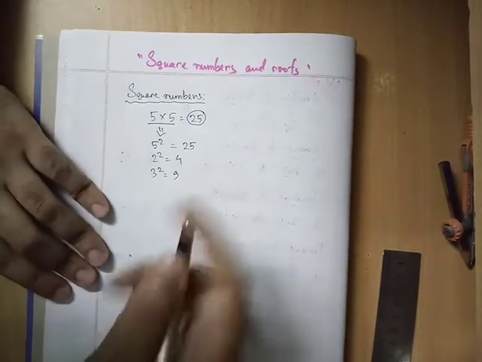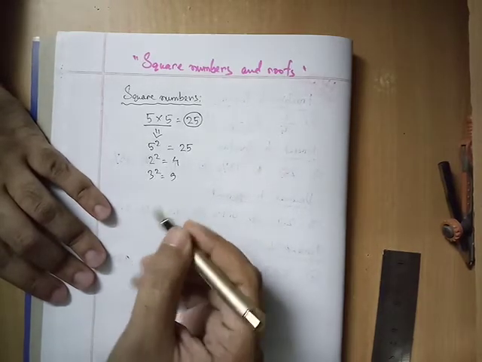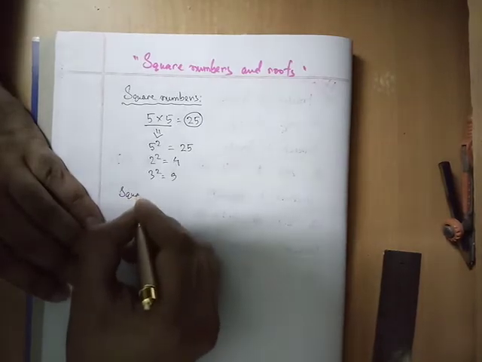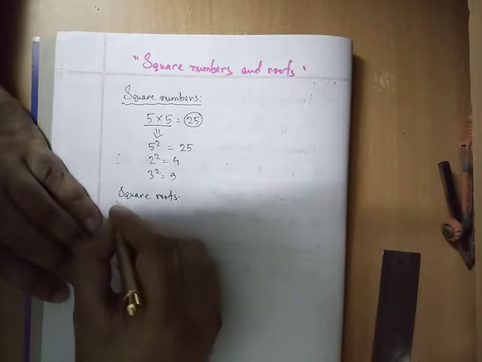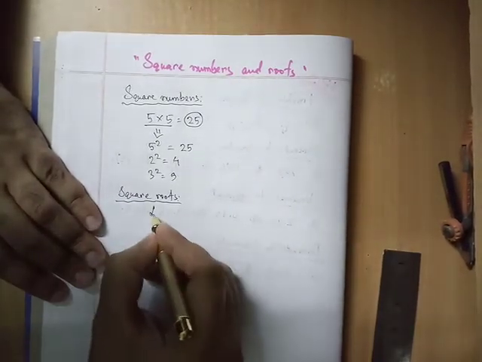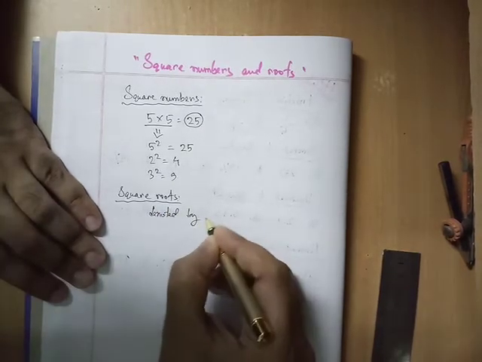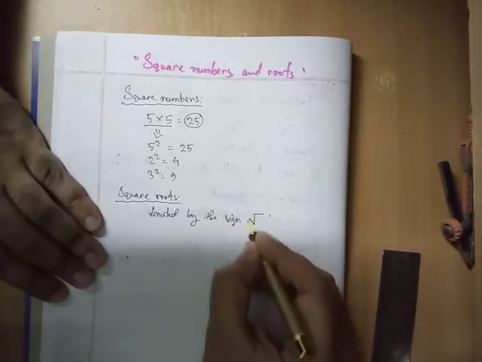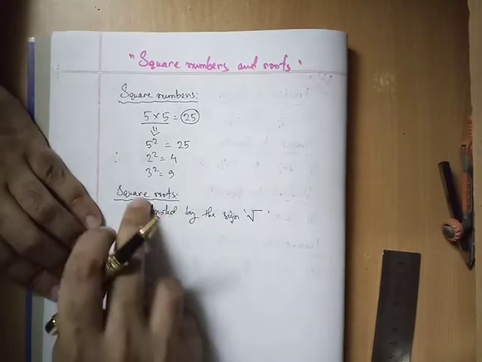Okay, now another concept, that is square roots. So what is a square root? It is basically denoted by a radical sign. This is a radical sign which is used to denote a square root.